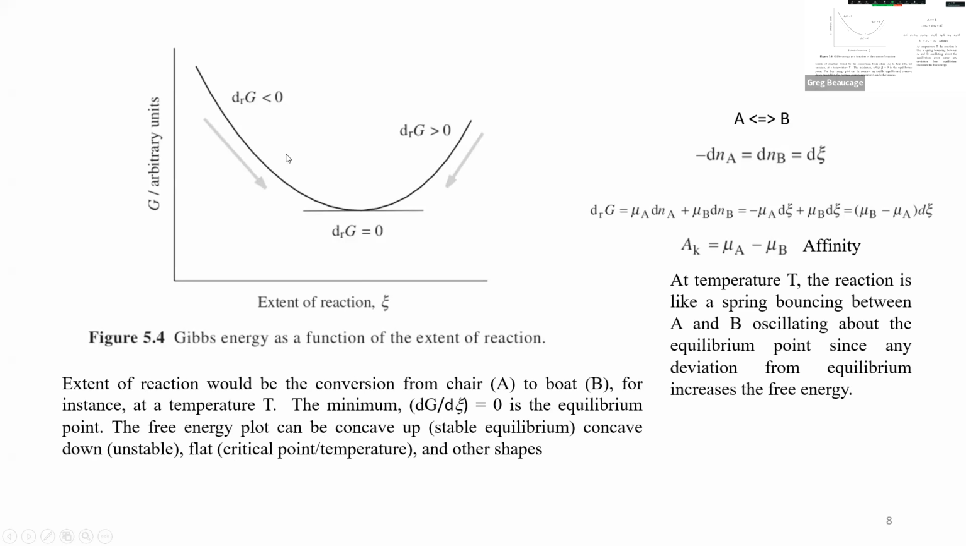It's just saying that this can be concave up or concave down. We said that already: the smiley one is a stable phase because anything goes uphill, and the frown one is unstable because anything goes downhill. So any change would drop the free energy if it's a frown, and any change would increase the free energy if it's a smile. That's the idea. So it stays where it is if it's a smile.